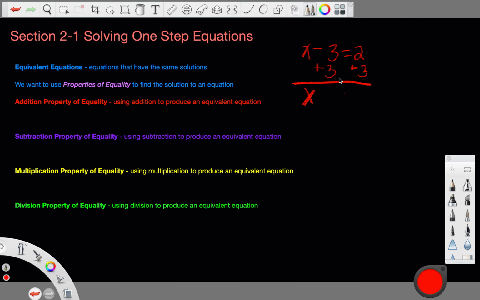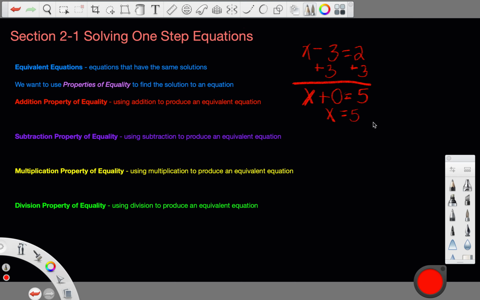Now, when you use the inverse operation, it's going to go to 0. So you get x plus 0 equals, and then we're left with 2 plus 3, which we all know is 5. So I can rewrite this as x equals 5, okay?